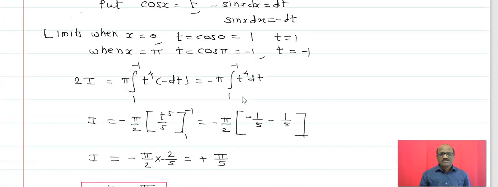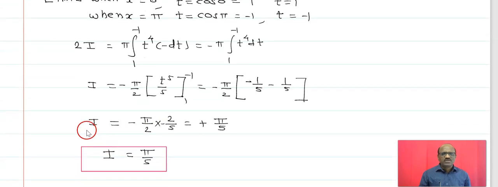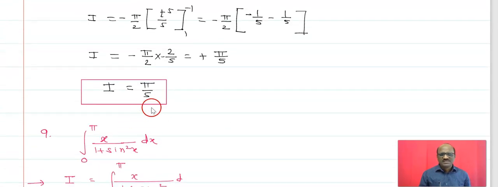And that's why our answer is 2I is equal to pi times the integral, lower limit is 1, upper limit is minus 1, of t raised to 4 into minus dt. That is minus pi times the integral from 1 to minus 1 of t raised to 4 dt. Therefore I is equal to minus pi by 2 times t raised to 5 upon 5, lower limit 1, upper limit minus 1. That is minus pi by 2 into minus 1 upon 5 minus 1 upon 5, and overall you will get minus 2 by 5, and that 2 gets cancelled, minus minus will become plus, and overall you will get I is equal to pi by 5, and this is the answer.